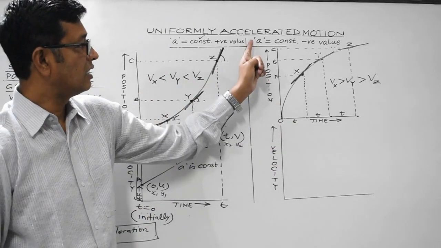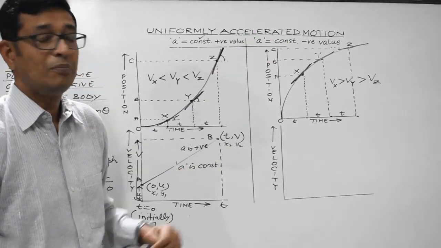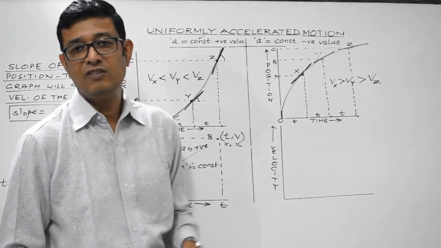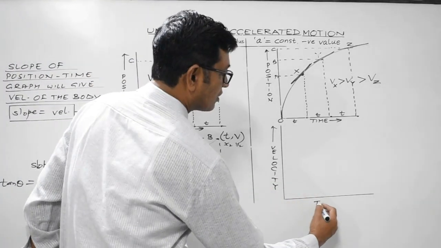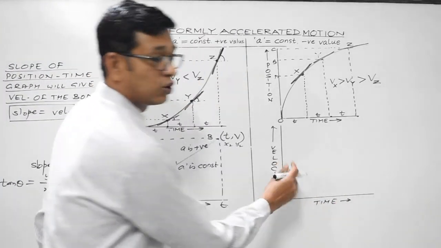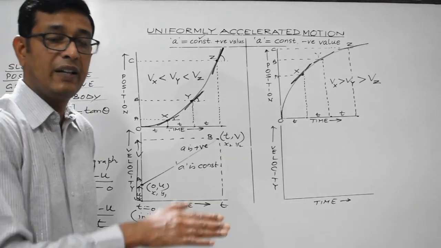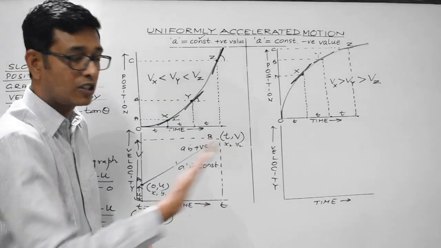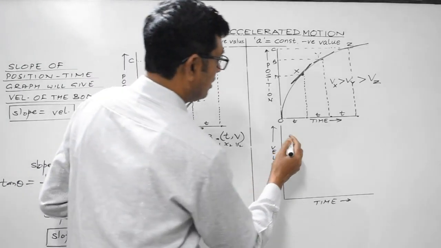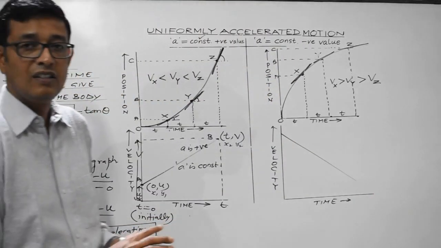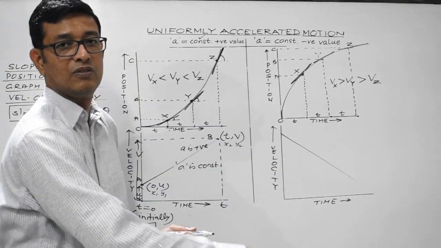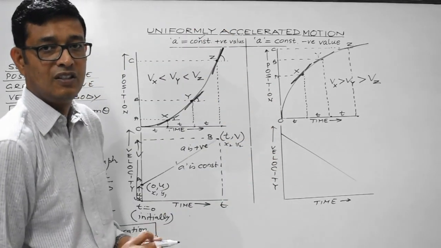Coming to this, here again a is constant. But students, a is having negative value. It means that the slope of the Vt graph will give us acceleration. So here slope should be negative. Slope negative means downhill. Slope positive means uphill. So here again it will be a straight line, but it will have negative slope. That is downhill, negative slope.